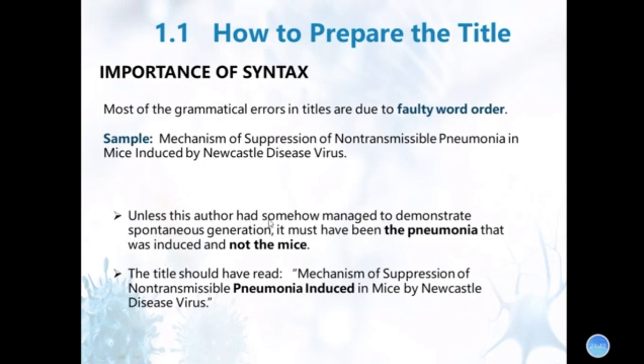Unless this author has somehow managed to demonstrate spontaneous generation, it must have been the pneumonia. The pneumonia was induced, but not the mice. It should be the pneumonia was induced, not the mice. So the title should have read like "Mechanism of suppression of non-transmissible pneumonia induced in mice by Newcastle disease virus."